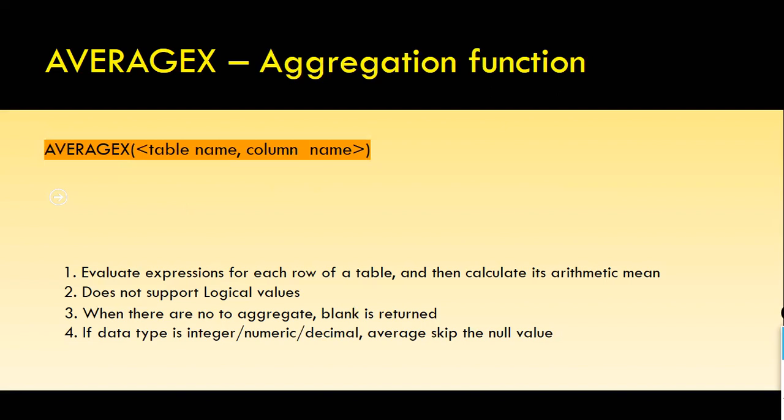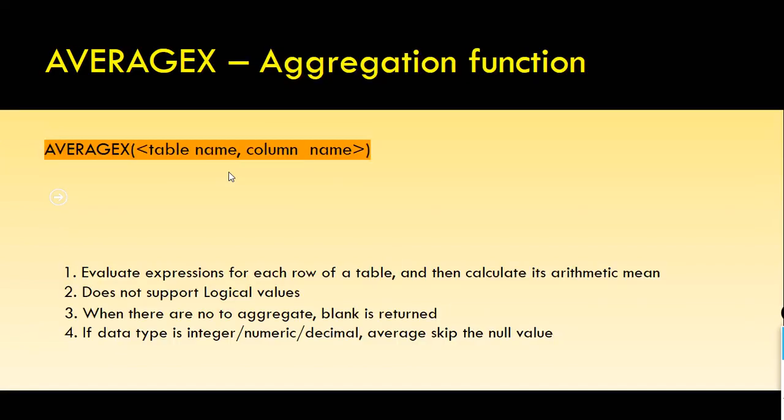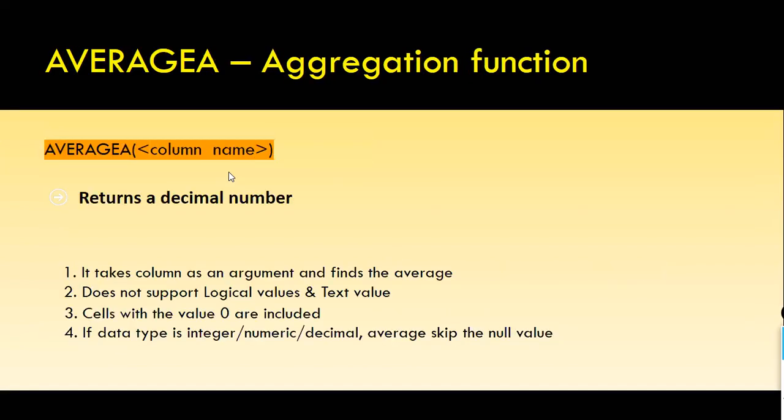Even in the case of average X, you cannot include non-numeric, text, or null values. It simply ignores them. In the case of non-numeric values, it will throw an error, like the average function. And the next one is the average A. I did not mention it earlier. So average, average A, and average X. Only these three functions are available.